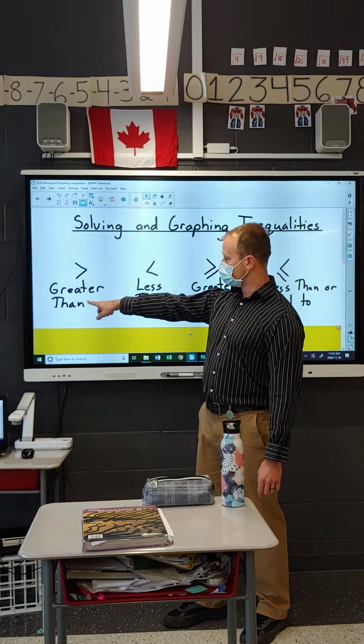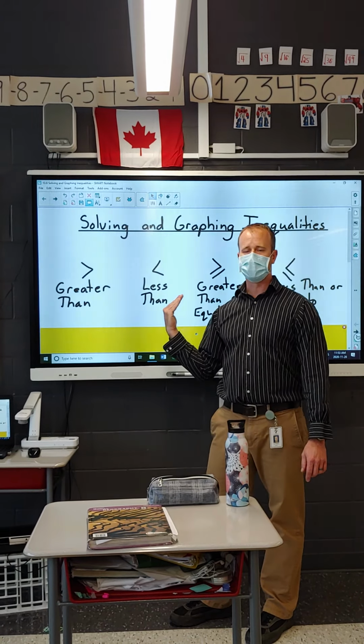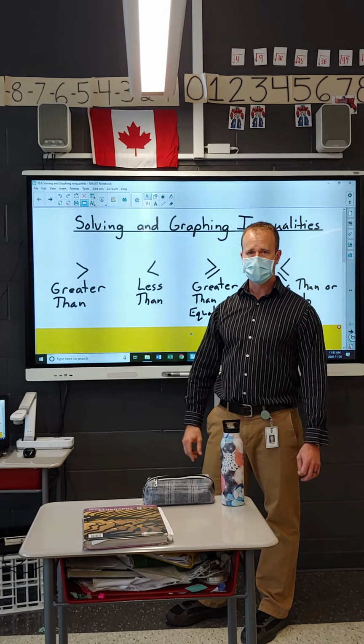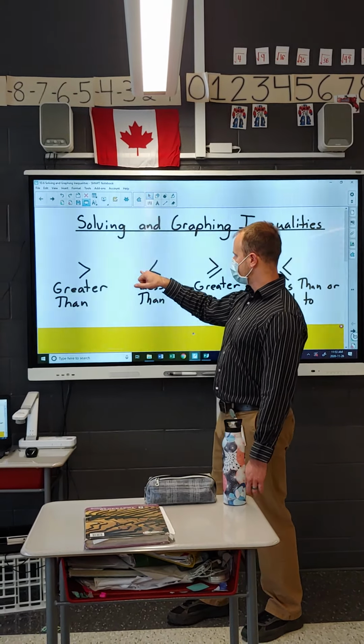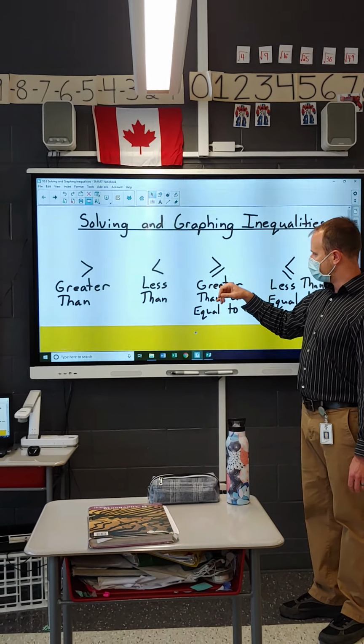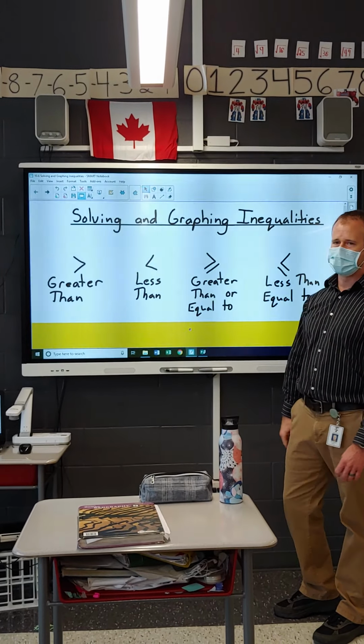And just a small review, I do have these labeled, but for all these signs, read them from left to right, just like you would when you're reading a book, okay? So that's greater than, that's less than. And when you sneak the little other line under it, it makes kind of like an equal sign. So this is greater than or equal to and less than or equal to.